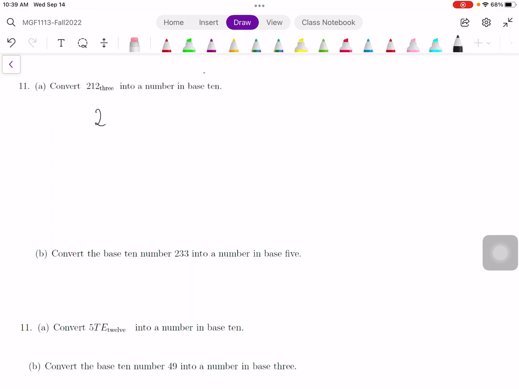So first, the easier way, I'm giving the base 3 and converting to base 10. So this is number of units. I'm in base 3, so this is number of 3s.